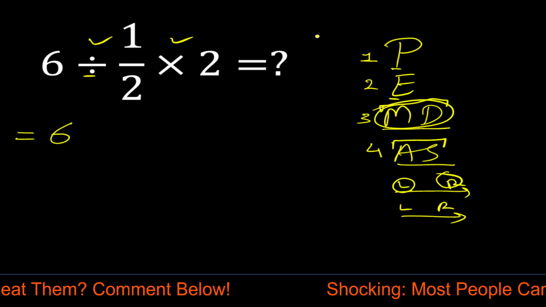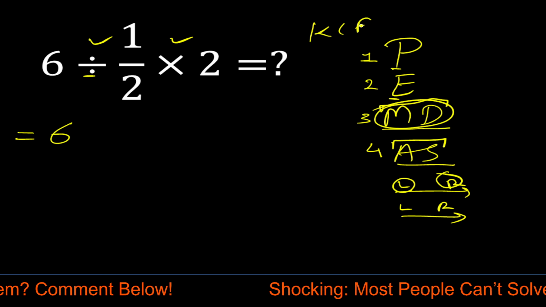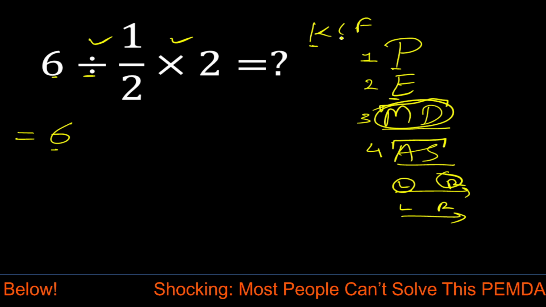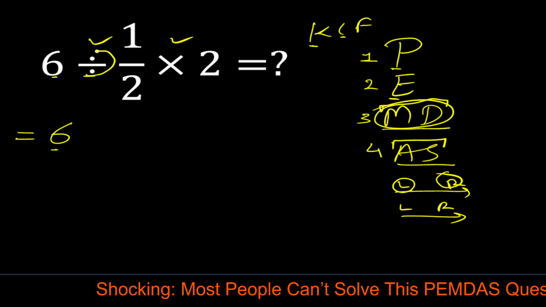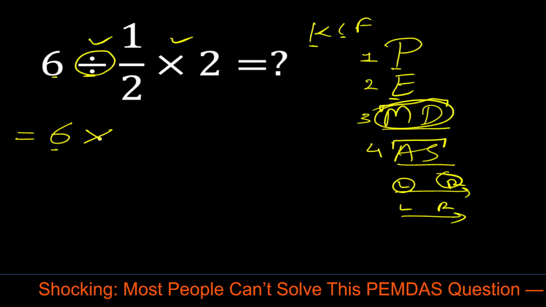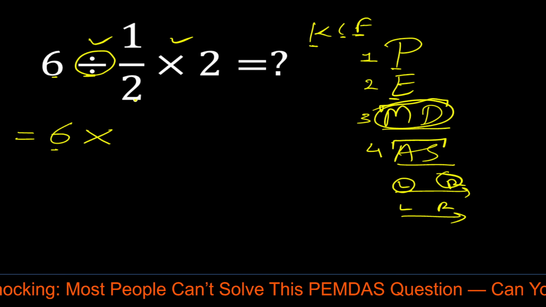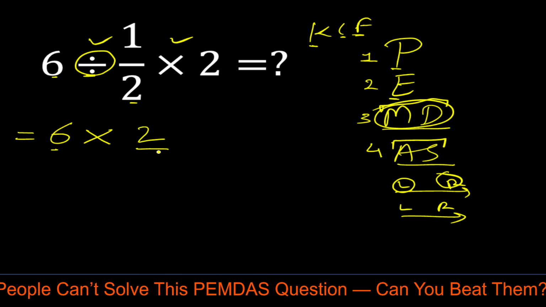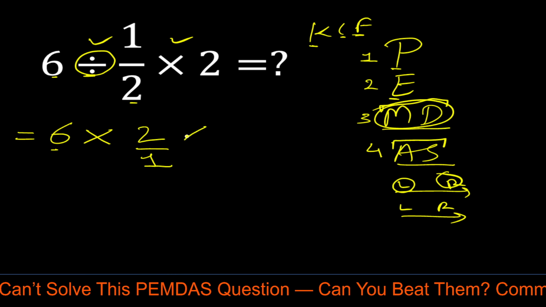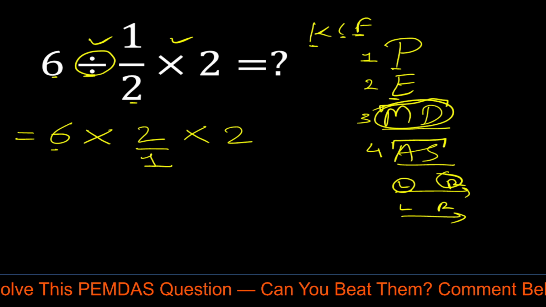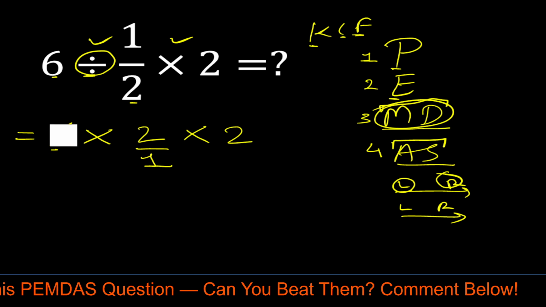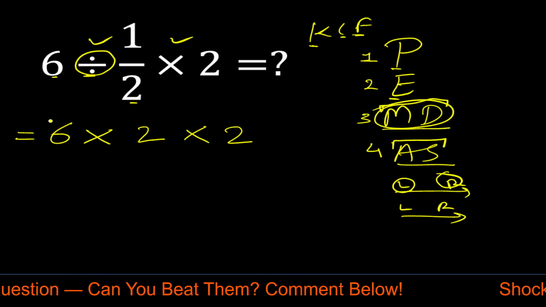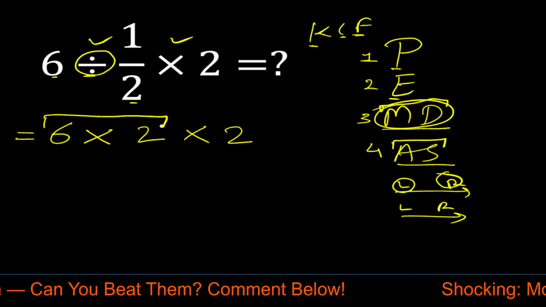So 6. Now according to the KCF rule, K means keep this first 6 as it is, the same. Then C means change this sign from division to multiplication. Then F means flip this fraction: 1 upon 2 is equal to 2 upon 1, times 2, right? So now 2 upon 1 is equal to 2, so we can remove this one. So now 6 times 2.